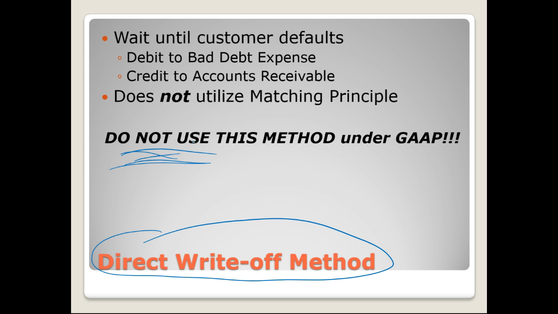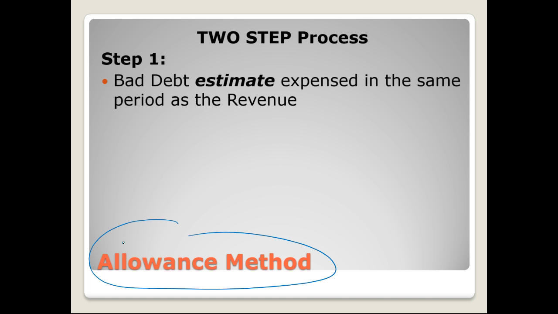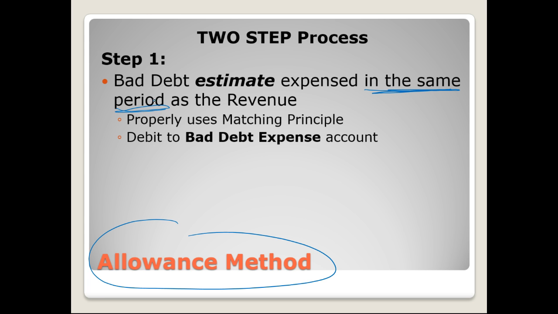Instead, because we are good GAAP accountants, we're going to use what is called the allowance method. The allowance method is a two-step process. First, we estimate what we think bad debts will be in the same period. Remember, I have to match my expenses to my revenues. So I'm closing an accounting period. Maybe it's a year, maybe it's a month. And I have to estimate based on all of the revenues of that particular period, how much of them will be bad debt, how much of them will be defaulted on. This will properly use the matching principle.